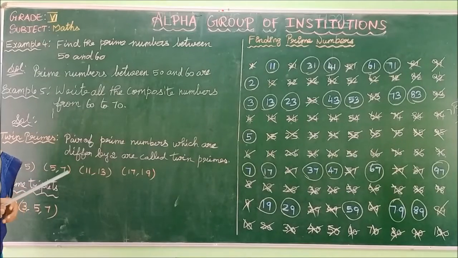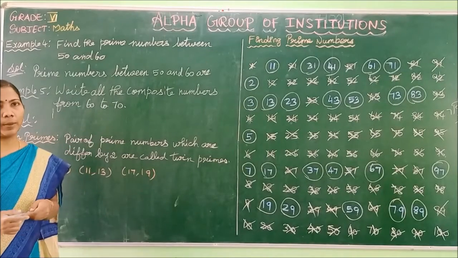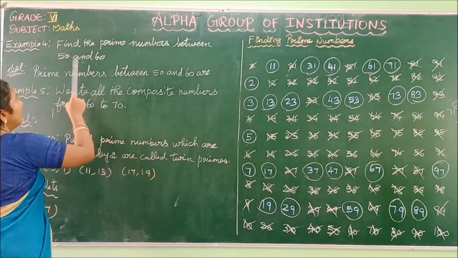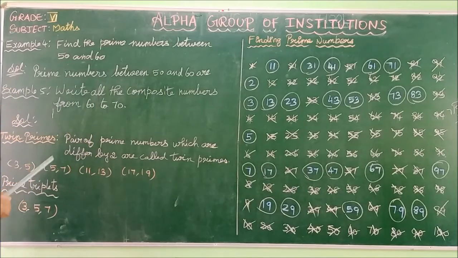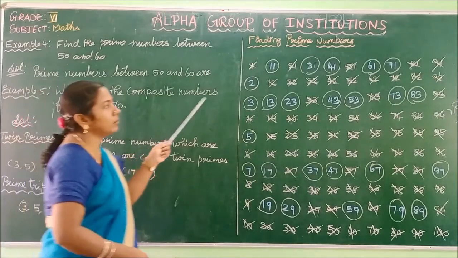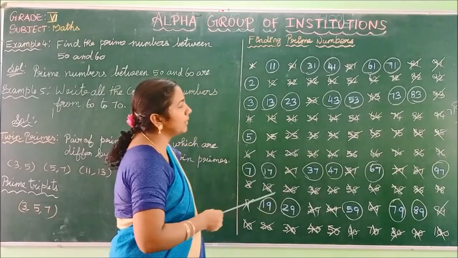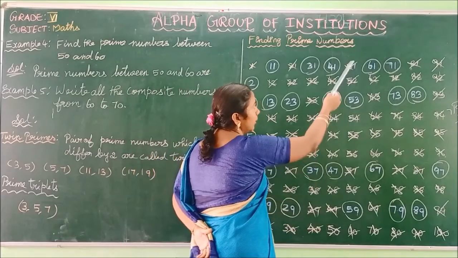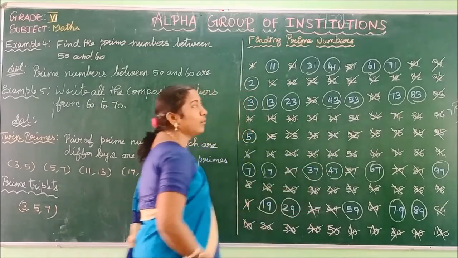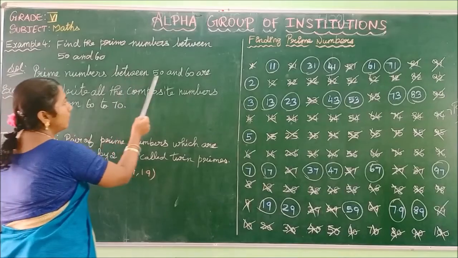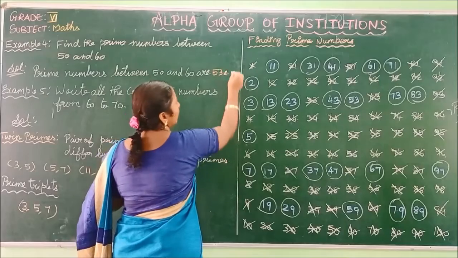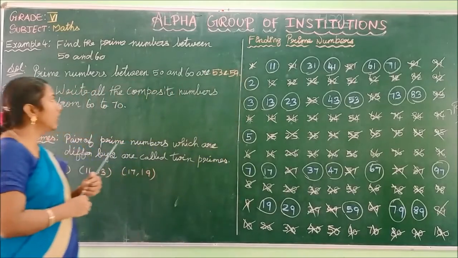Next, children, we are going to see some problems based on the concept of prime numbers. See example 4. Find the prime numbers between 50 and 60. Between means you have to exclude 50 and 60. Now you have to observe the prime numbers table. What are the prime numbers between 50 and 60? See here, from 51 to 60. 53 and 59. So you have to write prime numbers between 50 and 60 are 53 and 59. Okay.